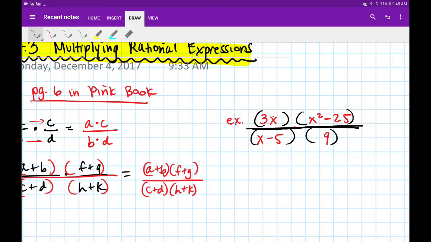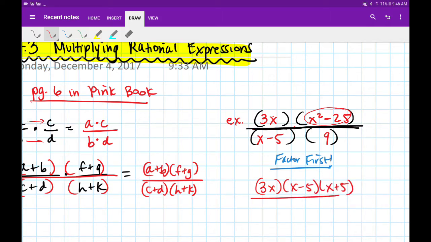So have a look. The questions for this lesson will always say simplify. So remember from the last video, simplifying means we have to factor everything first. So let's see what we can do on top. I've got that 3x that can't change, but I can turn this guy into an x minus 5, x plus 5. And in the denominator, well, nothing factors. It's just going to stay x minus 5 times 9.